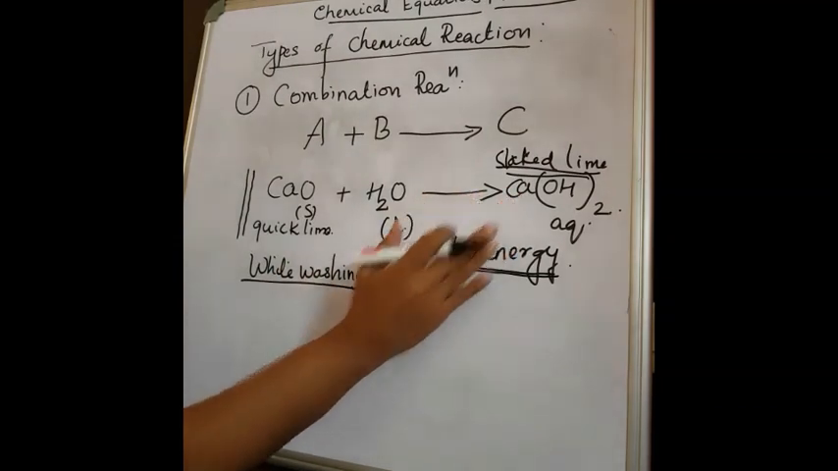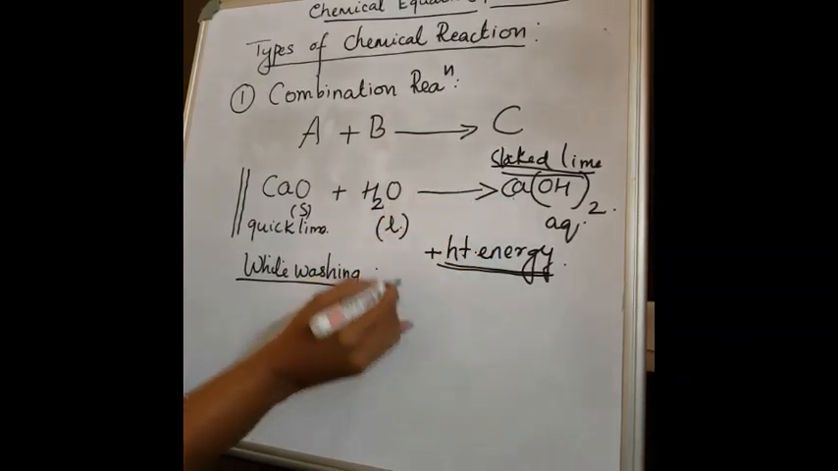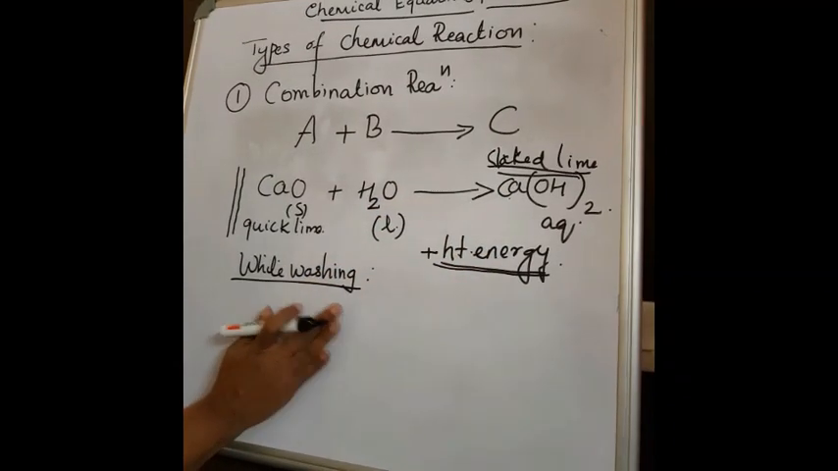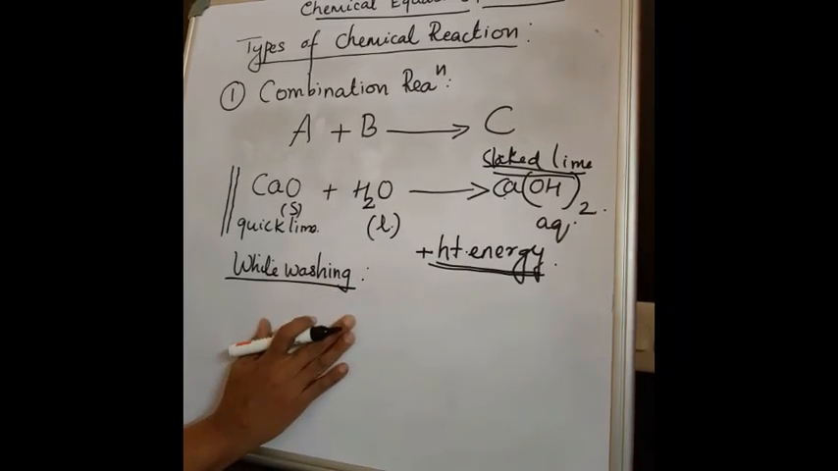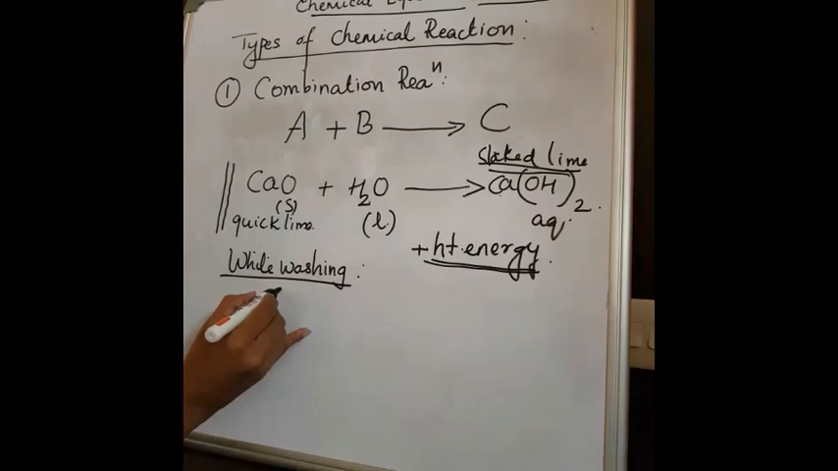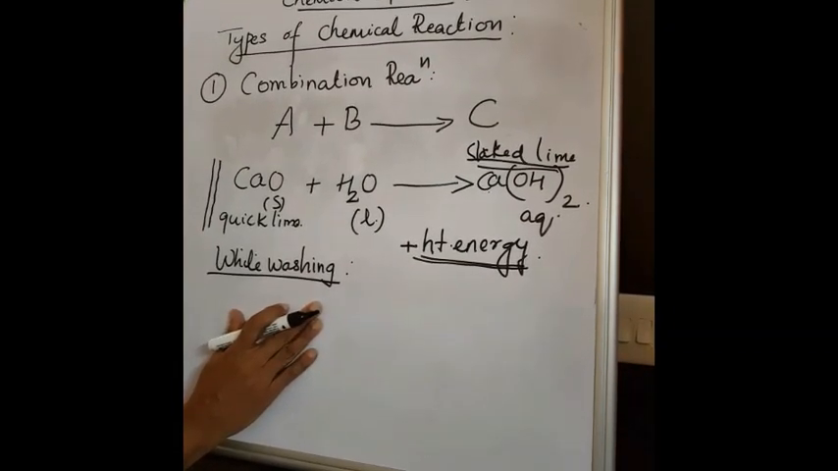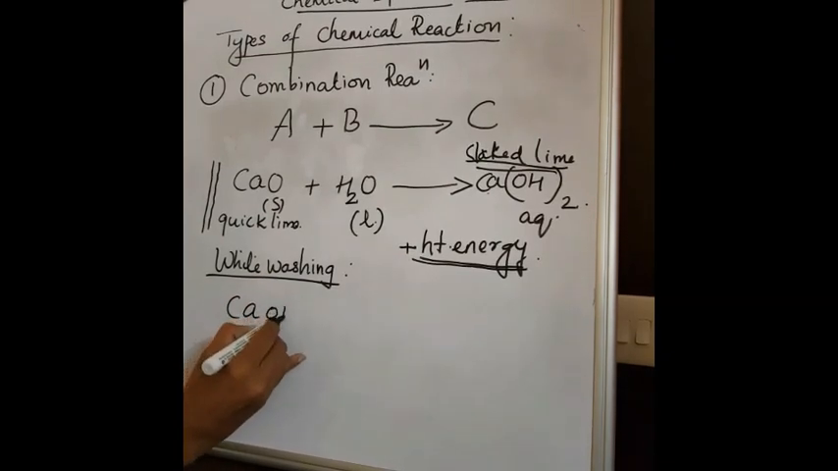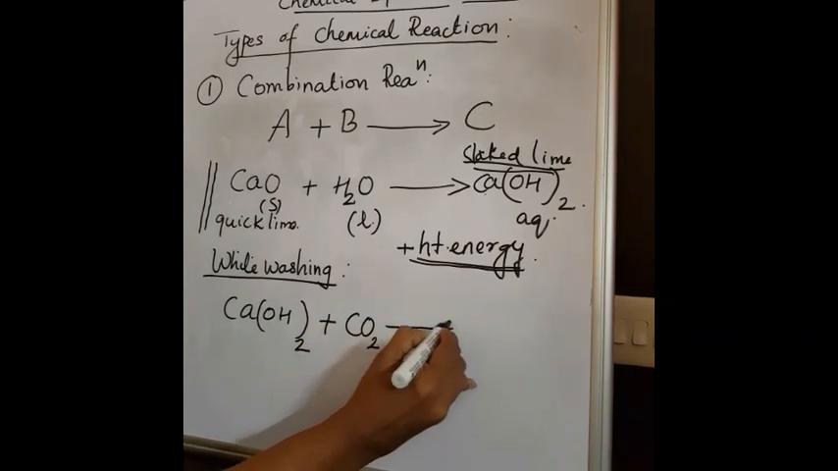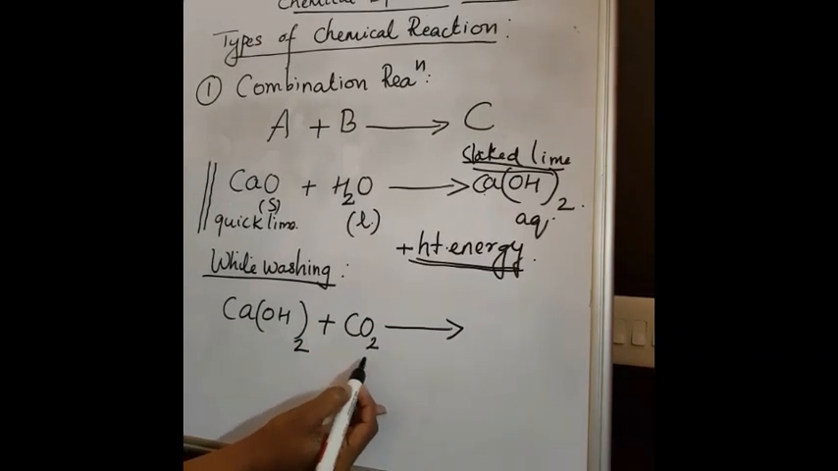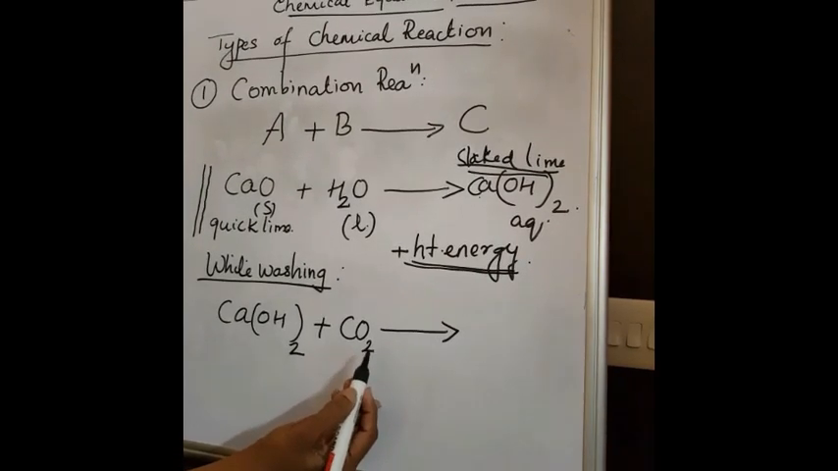You apply the aqueous solution of calcium hydroxide on the walls and leave it like that. Then you can see after 2 to 3 days, the walls will have a shiny appearance. Why is that so? Because this calcium hydroxide, or the slaked lime, reacts with the carbon dioxide in the atmosphere. The process is very, very slow. That is why I said after 2 to 3 days you get that shiny finish.